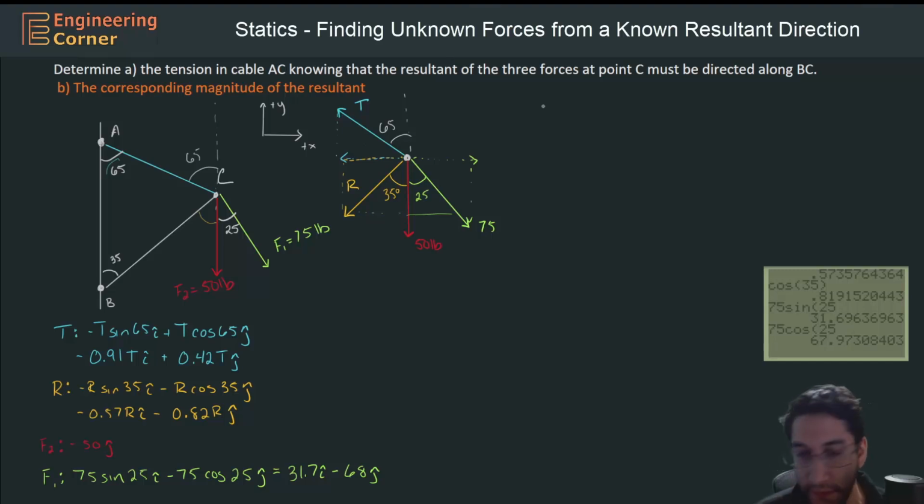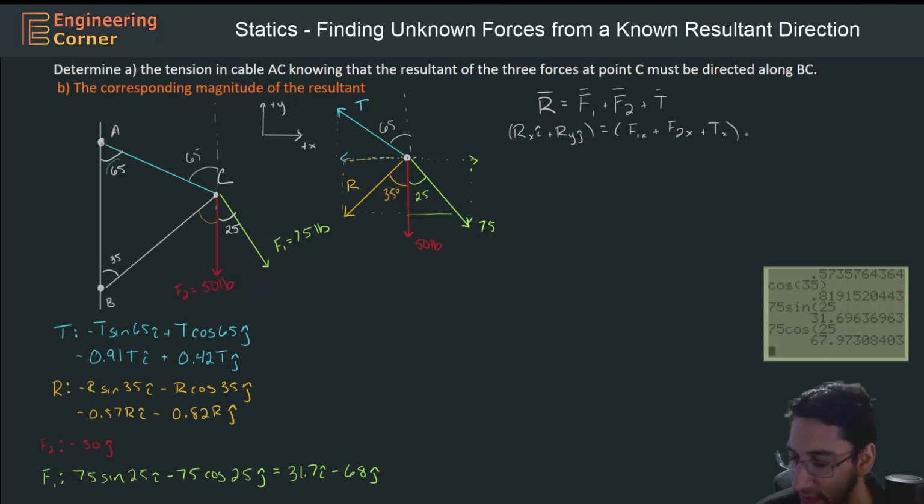What we're going to do is use this equation right here. In general form, my resultant is going to be equal to F1 plus F2 plus, in this case, T. And this is vector form, so this would really be Rx of i plus Ry of j is equal to F1x plus F2x plus Tx in the i direction plus F1y plus F2y plus Ty in the j direction.